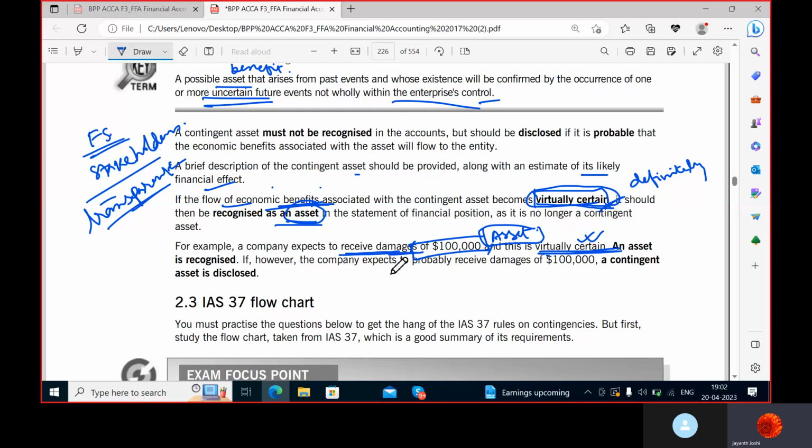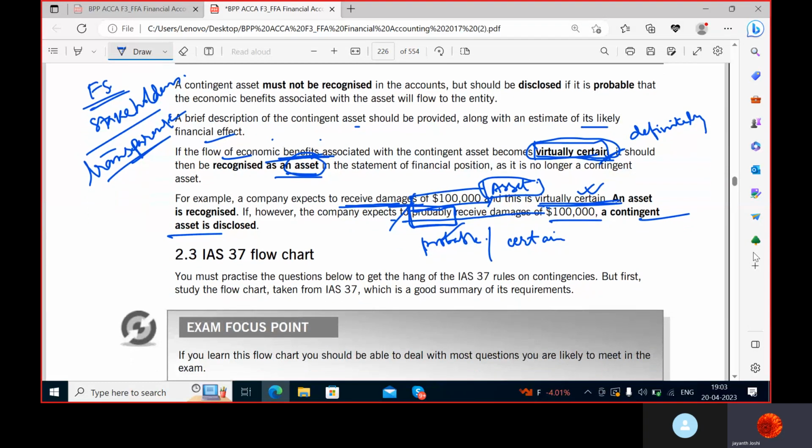But if the company expects to probably receive damages of $100,000, it will be a contingent asset. Why? Because here the word certain is not there, but probable is. So there is a difference between probable and certain. Certain means we are going to definitely receive the amount. Probable means we may receive, may not receive. If that is the criteria, it's a contingent asset, not an asset. Clear?